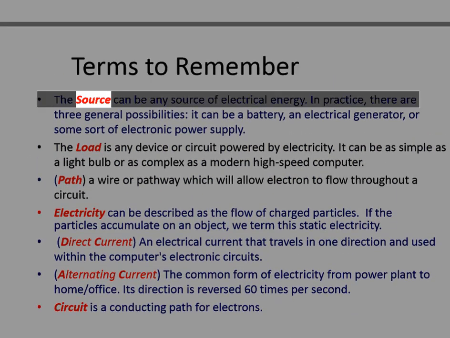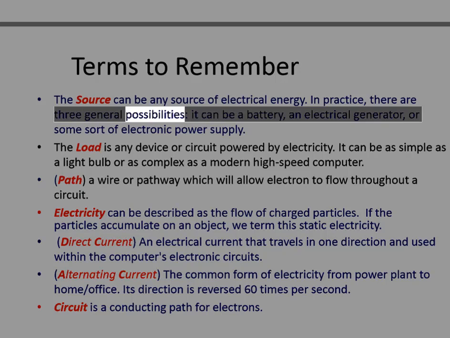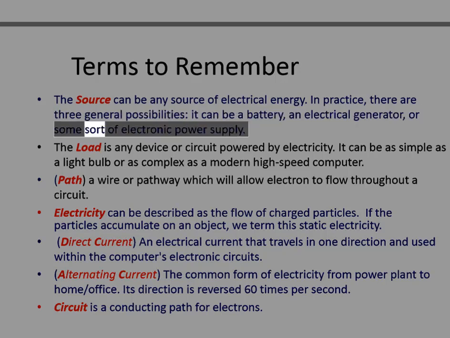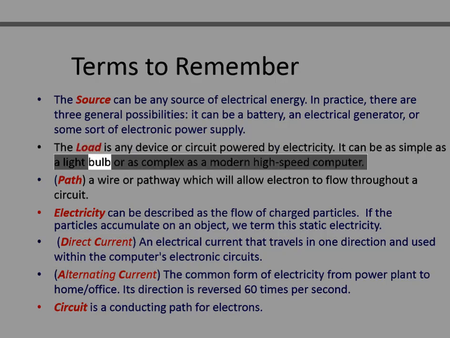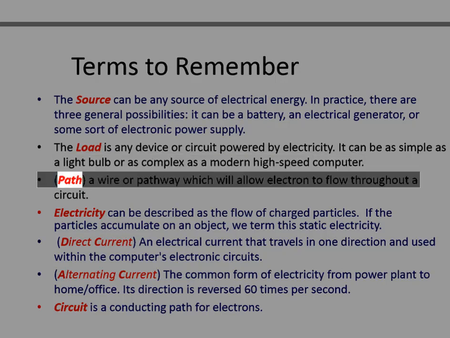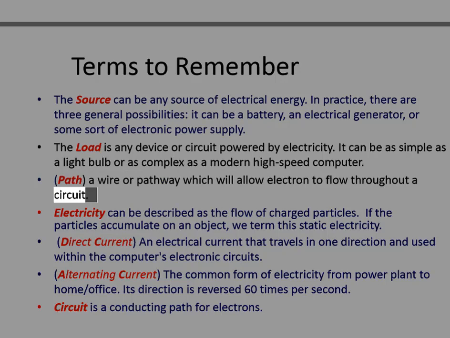Terms to remember: the source can be any source of electrical energy. In practice, there are 3 general possibilities. It can be a battery, an electrical generator, or some sort of electronic power supply. The load is any device or circuit powered by electricity. It can be as simple as a light bulb or as complex as a modern high-speed computer. Path: a wire or pathway which will allow electrons to flow throughout a circuit.